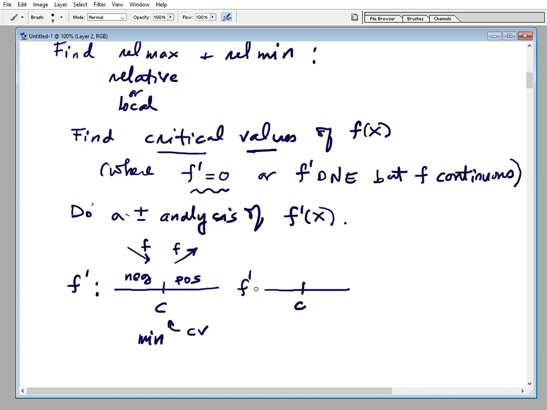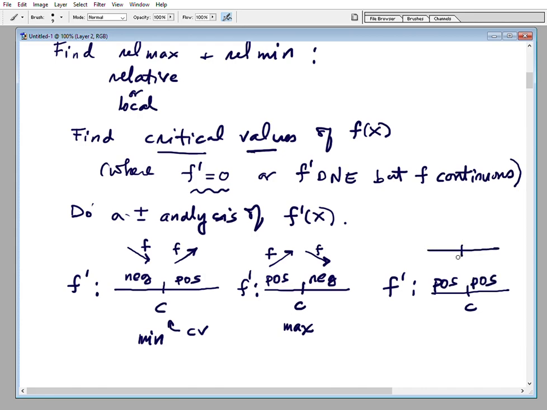Or if we have this pattern, positive, negative, then from left to right it's going up and then it's coming down. That's f going up and down. That means we have a max. Okay. Or if we have positive, positive, or negative, negative, it doesn't change, then it's neither. Like you can see here, negative, negative, it doesn't go down then up. It'll be neither, not max or min.